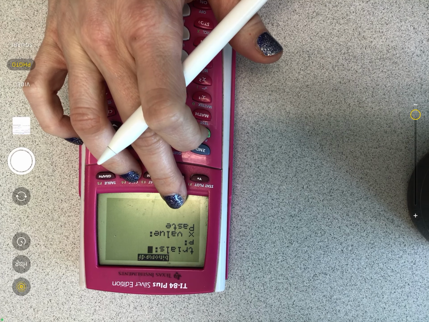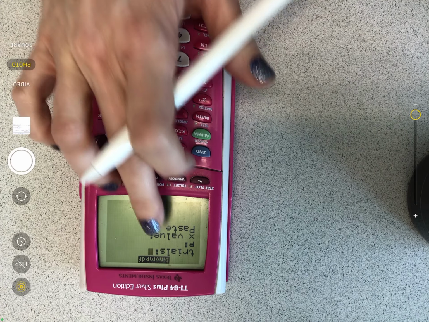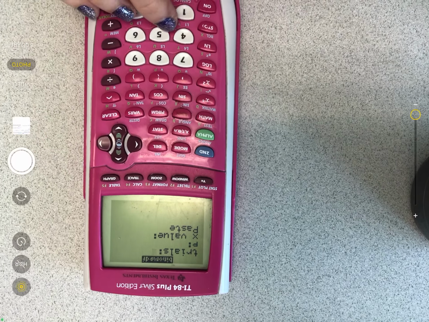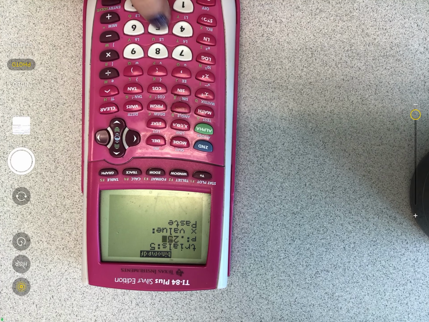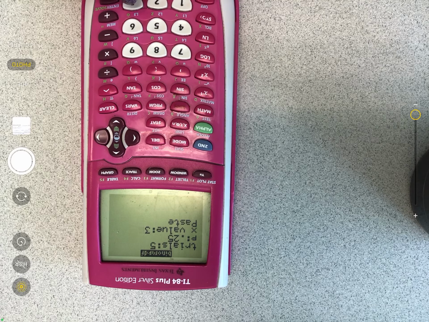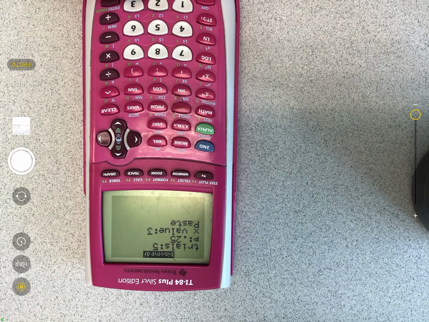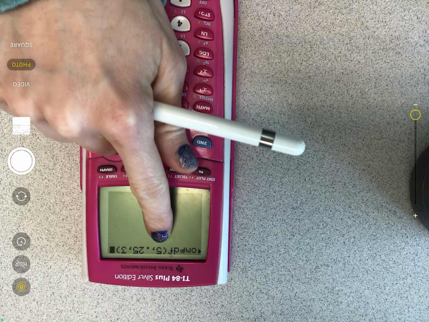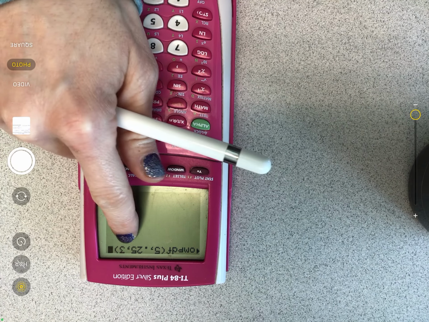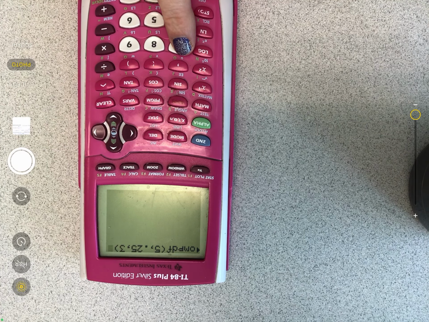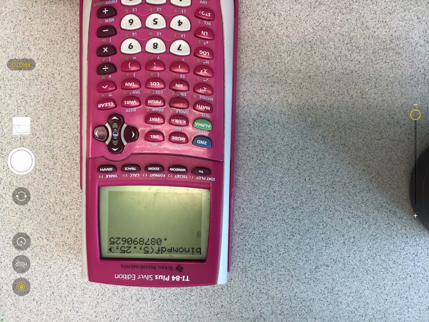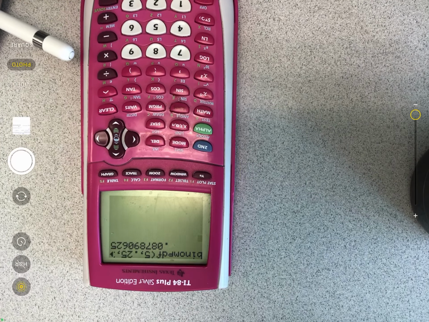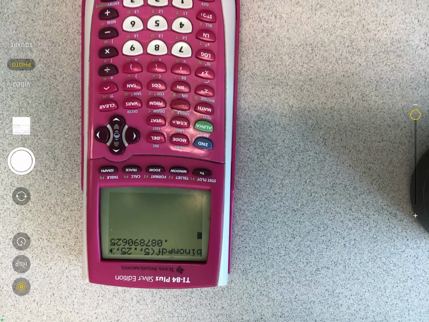Yours, especially if you have an 83 or an older operating 84, you might not see these prompts, but we all need to put in again that there are 5 trials, 25% chance of success, and we want 3 successes. If you don't have these trials, P, and X value prompts, you will just need to put a 5, 0.25, 3, and the comma is right above the 7.